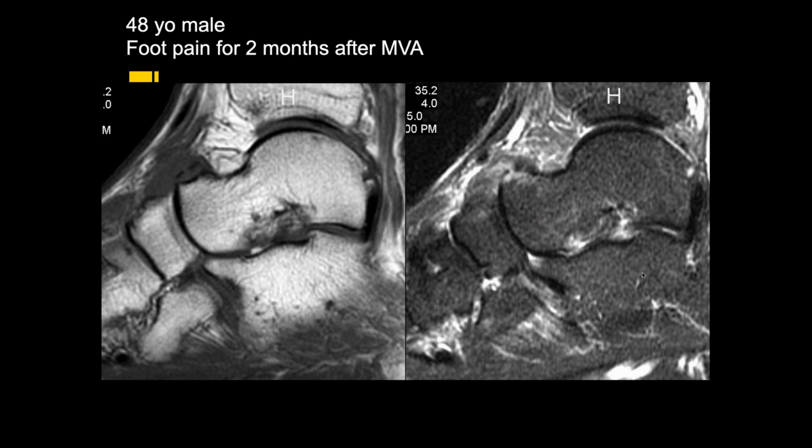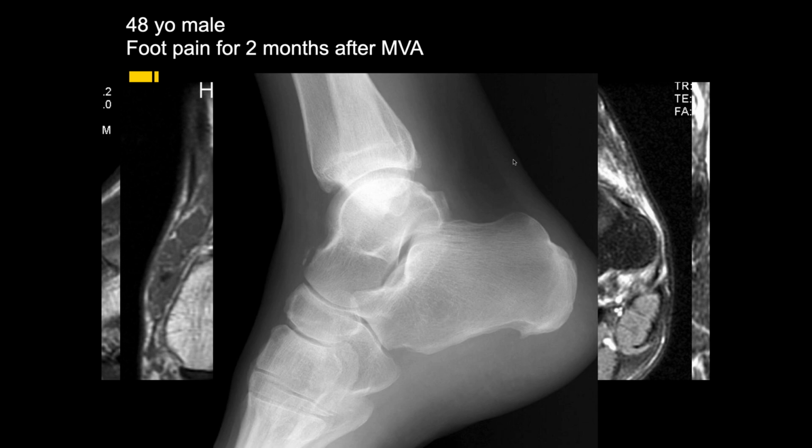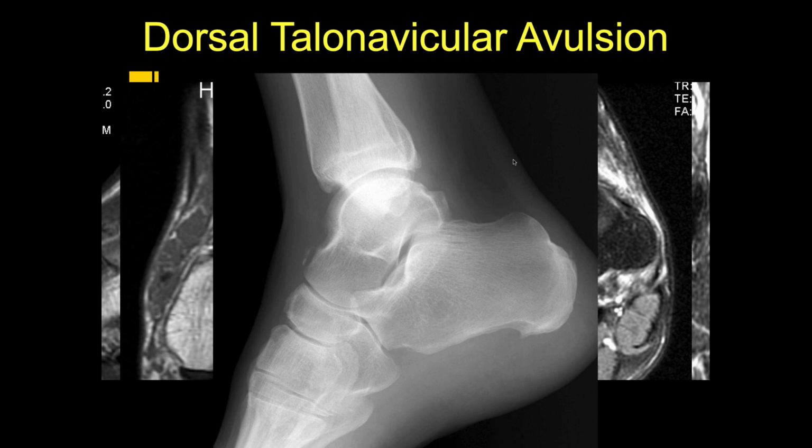Yeah, Ashu? Here we can see an avulsive tear at the capsular attachment at the talonavicular joint. Right there, yeah. It's a little bit more prominent on sagittals, but you can see it on the coronals as well right there. Here's the plain film. And you can see the osseous fragment there, so that one's a little bit more obvious. Yeah, so that's a dorsal talonavicular avulsion injury.